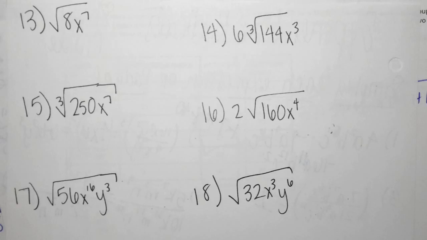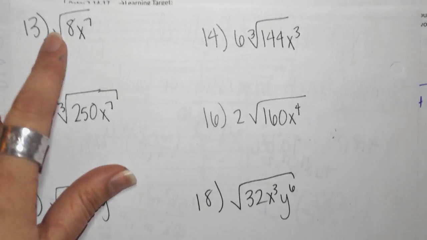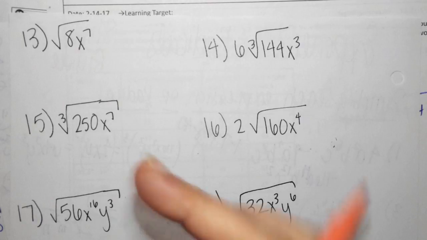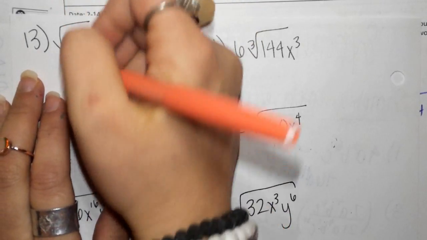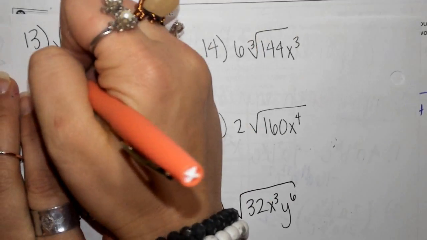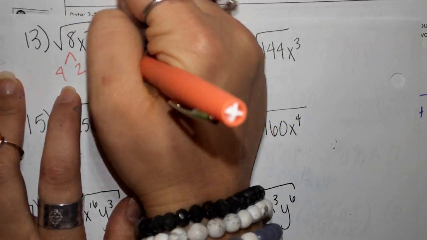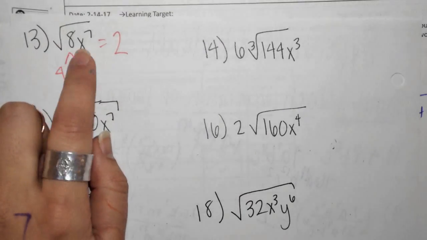Alright, so number 13, we add in our variables now. And we still do the same thing. So we need the biggest perfect square that goes into 8, which is what? Okay, and you have 4 and 2. What is the square root of 4? 2. Okay, now, you can do this one of two ways.